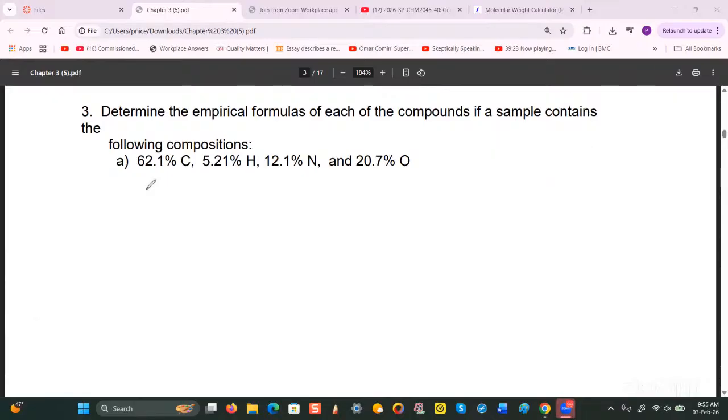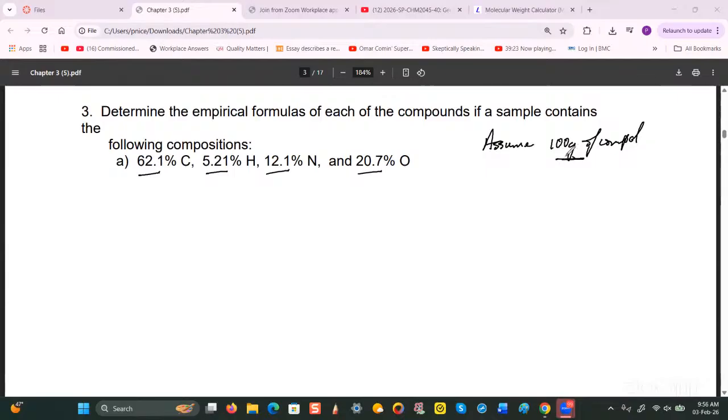Okay, so the question gives you the percentages of carbon, hydrogen, nitrogen, and oxygen: 62.1% carbon, 5.21% hydrogen, 12.1% nitrogen, and 20.7% oxygen, all right? So the first thing we should do when solving problems like these is assume that we're working with 100 grams of the compound, right? Because when you assume that, these numbers represent the mass in grams for 100 grams of the compound, right? So we make that assumption.